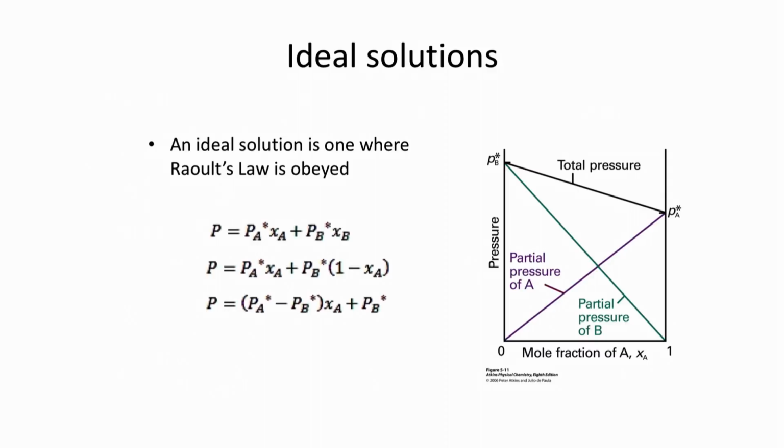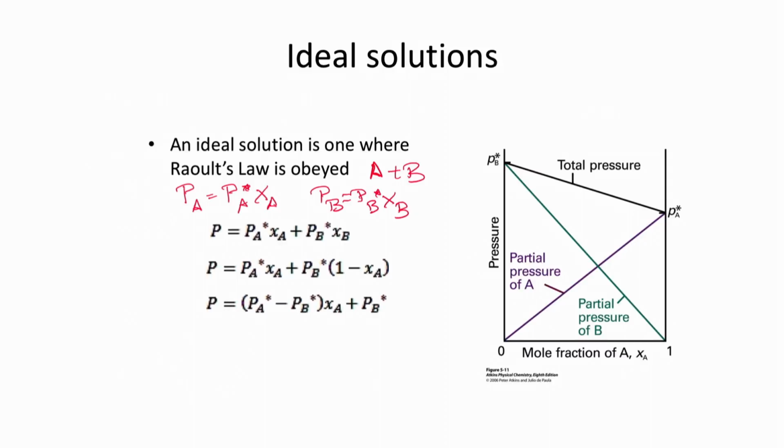Okay. An ideal solution is one where Raoult's law is obeyed. So let's say that I have two things in there, right, an A and a B. What I can do is I can use Raoult's law for A and Raoult's law for B. Right, so for A, I would say that the vapor pressure of A, PA, is equal to PA star times XA, and the vapor pressure for B, PB, is going to equal PB star times XB.